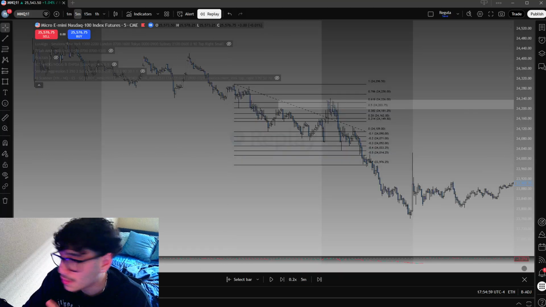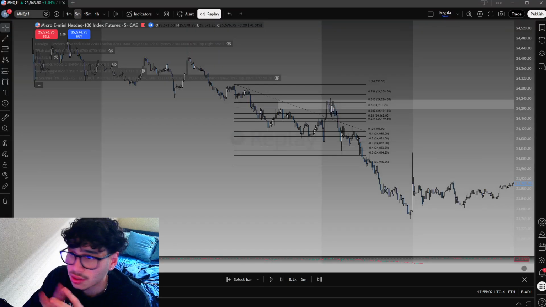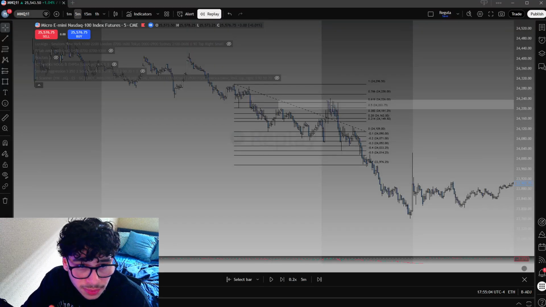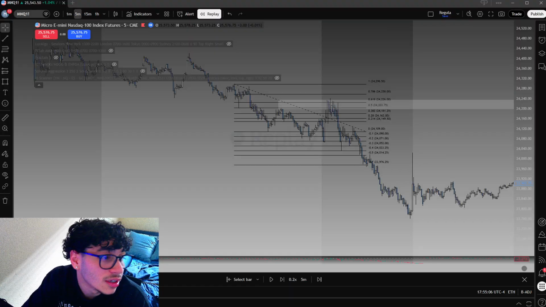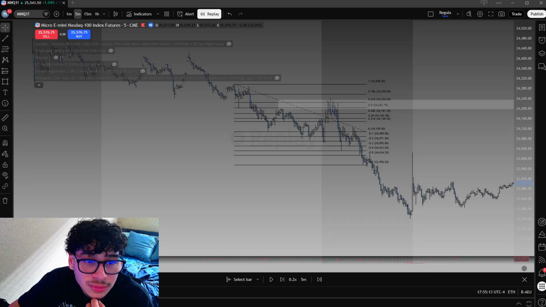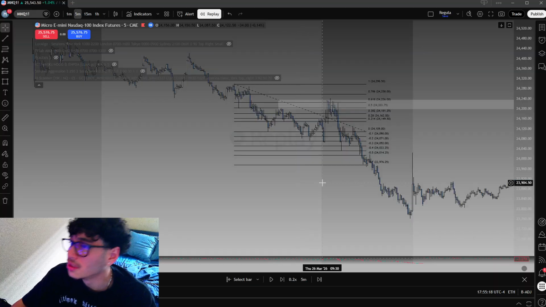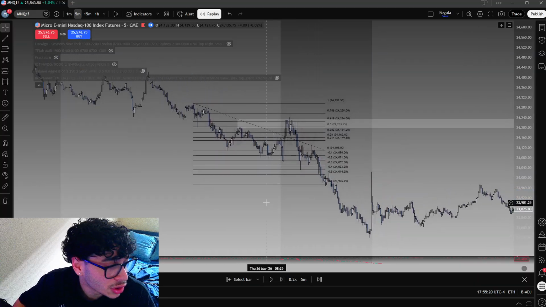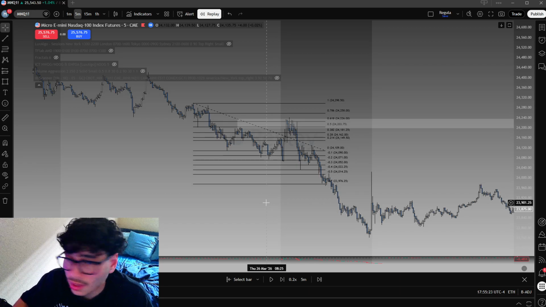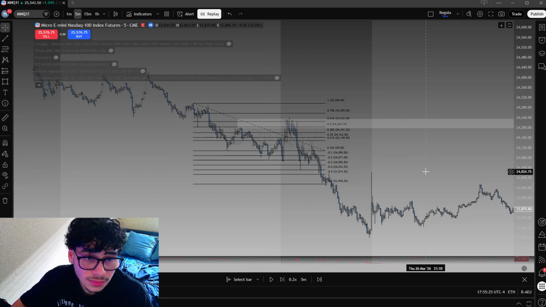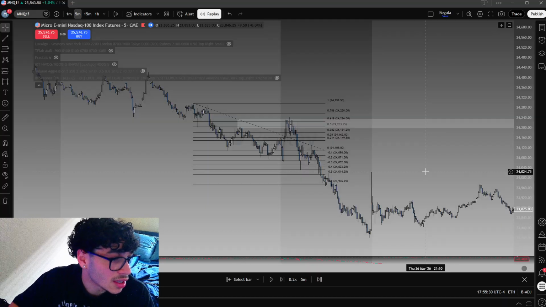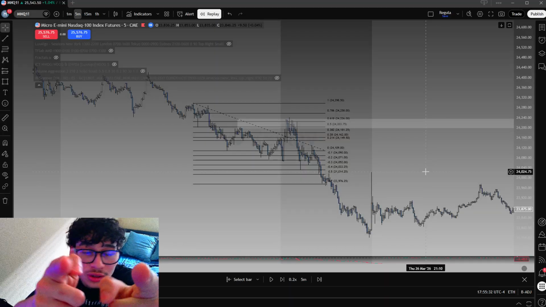Avoid using the Fibonacci on choppy markets like the consolidation I was telling you guys about, because you're going to get faked out. The most common mistakes are people just draw it on random moves, ignore trend direction, and enter without a confirmation. And that's how people lose money using the Fibonacci.